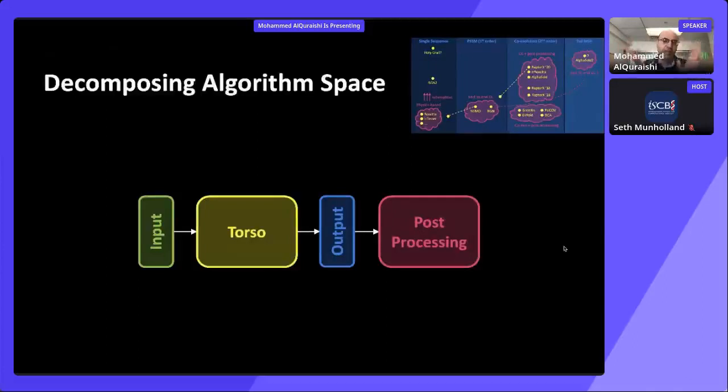So coming back to the algorithm space question. Just to decompose it a little bit, there's really, I would say, four main components in any of these systems. One is the input, what goes into the prediction. There's the torso, the thing that does some sort of reasoning. There's the output, which represents what is generated from that torso, and this output may or may not be the final 3D structure.